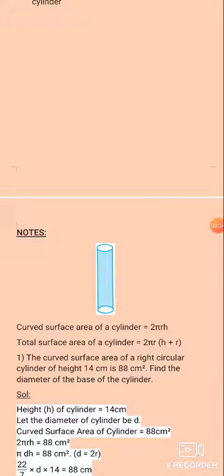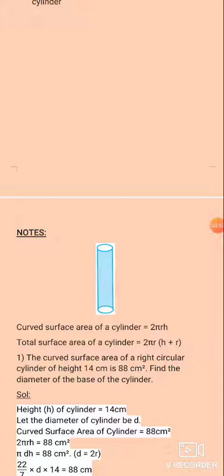Children, you know about cylinder. How many faces for a cylinder? Yes, there are three faces for a cylinder. One is a curved surface and the top portion and also the bottom portion. Now the curved surface area of the cylinder is the first equation. The equation is 2 pi r into h.